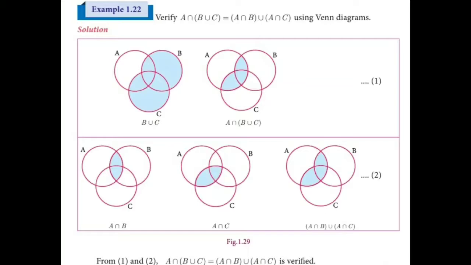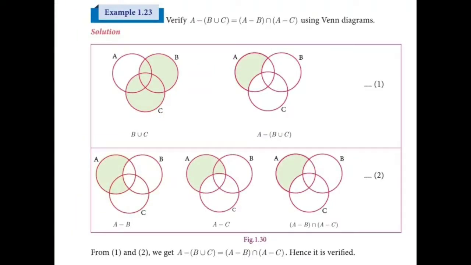Therefore from 1 and 2, LHS is equal to RHS. A intersection (B union C) is equal to (A intersection B) union (A intersection C). Hence it is verified.